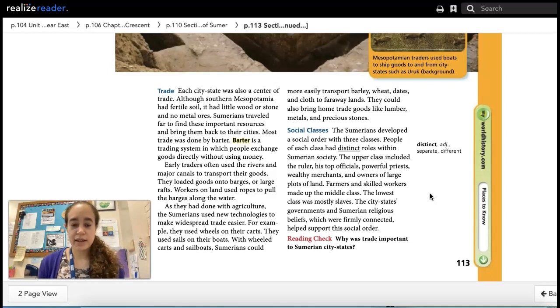In the upcoming quiz, social class, specialization, and barter are three of the terms that are going to show up. So this page should help you better understand all of those terms.